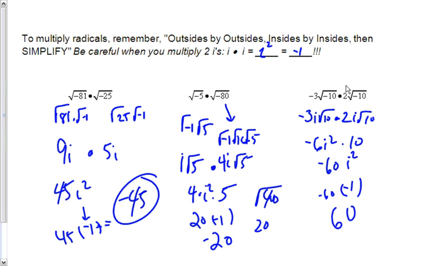Right? And if you looked, if you multiply these without doing the i's, you would have got 100, and you would have lost the negative there, which would have made it wrong. So you don't want to get wrong answers.